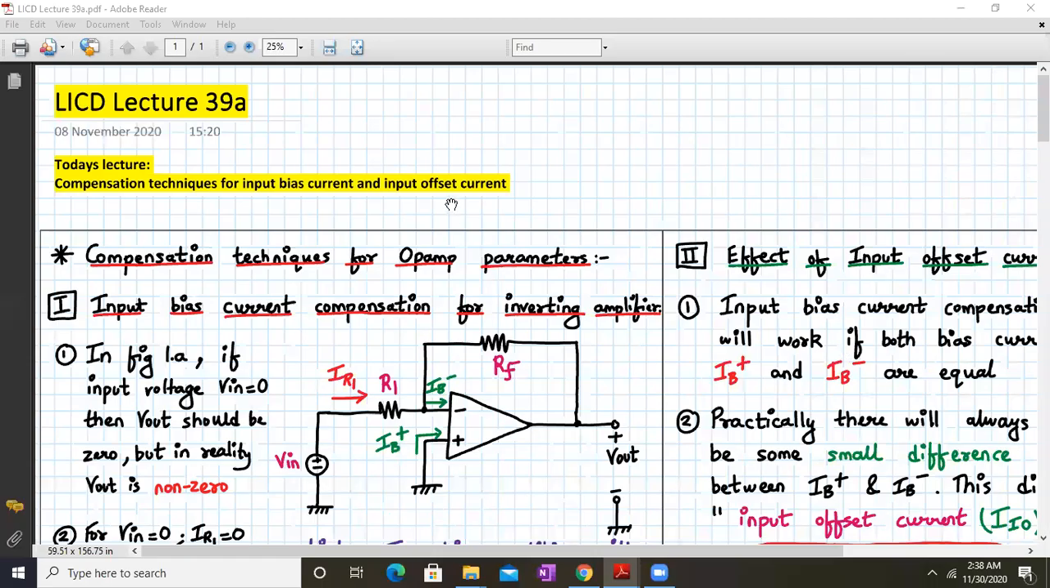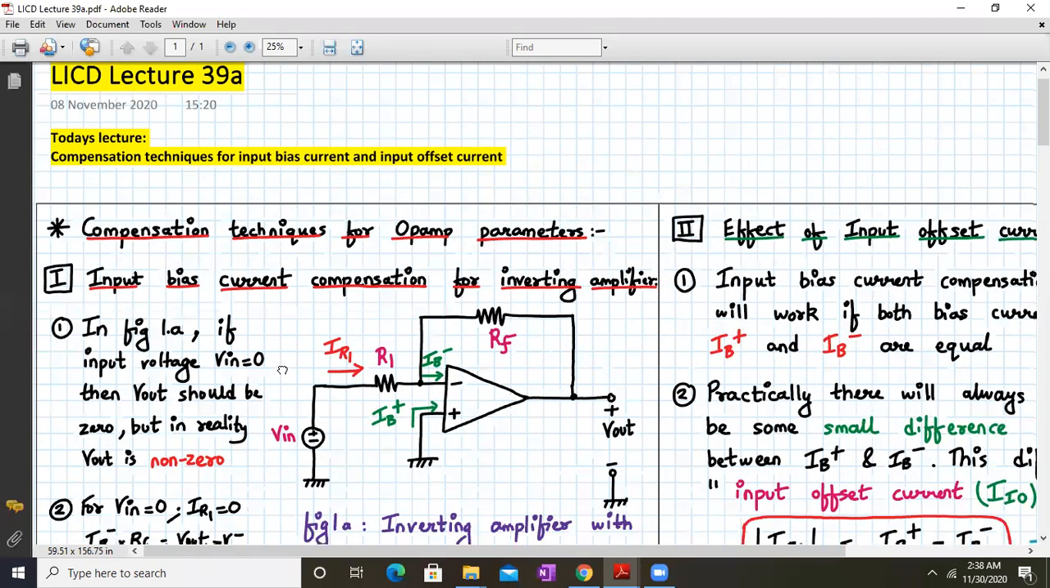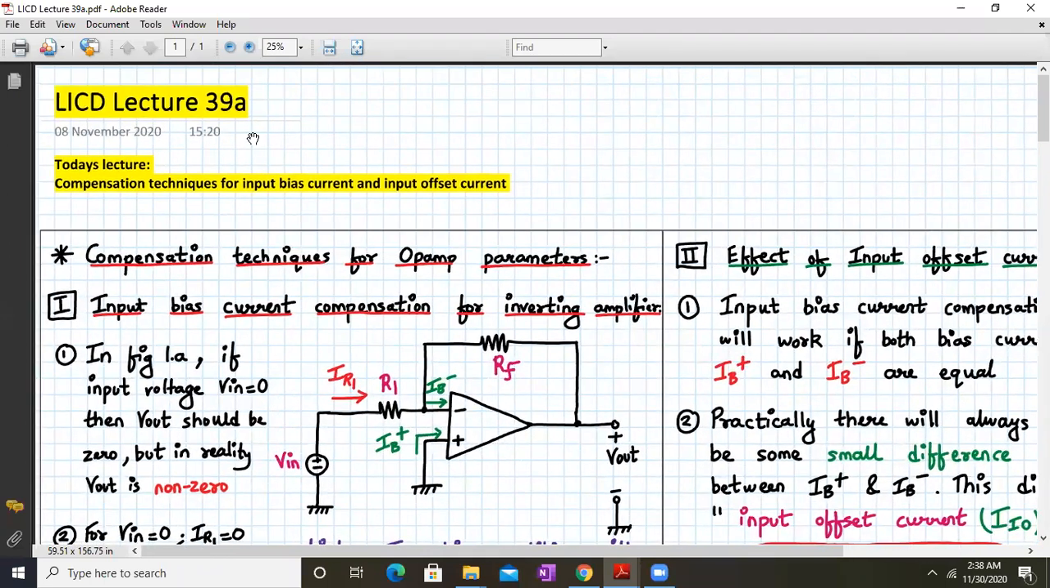Okay, hello everyone. Welcome to LICD lecture number 39 and 39A. Today we are going to discuss the compensation techniques for the input bias current and the input offset voltage. Particularly, we will see today the input bias current compensation.